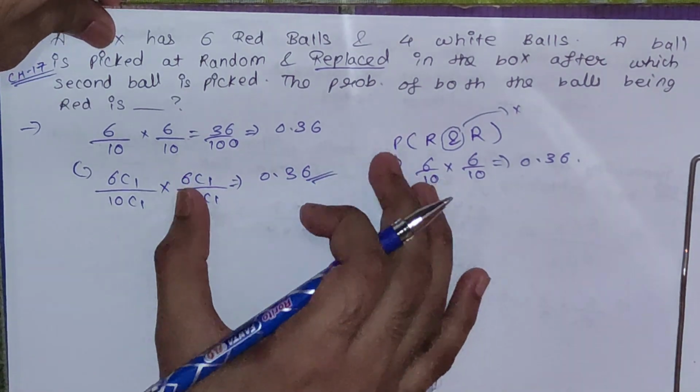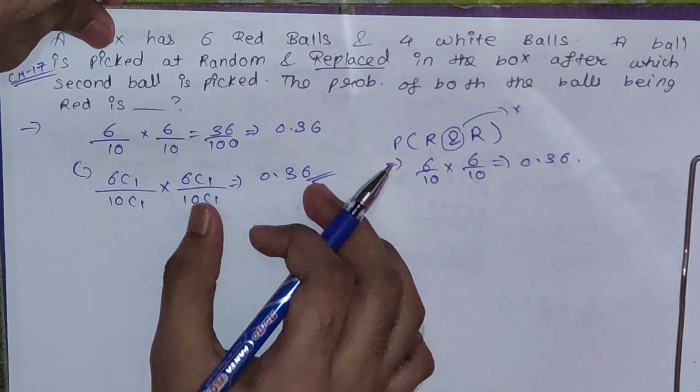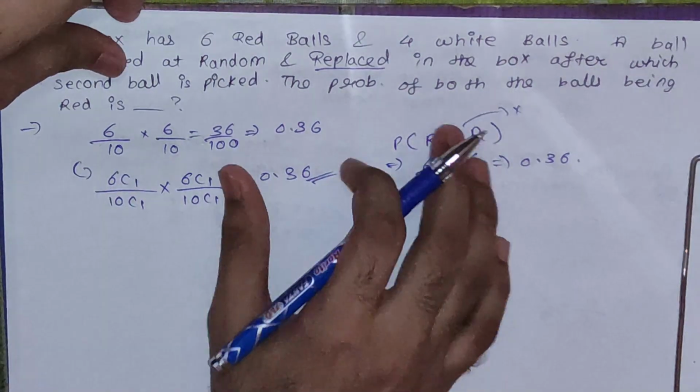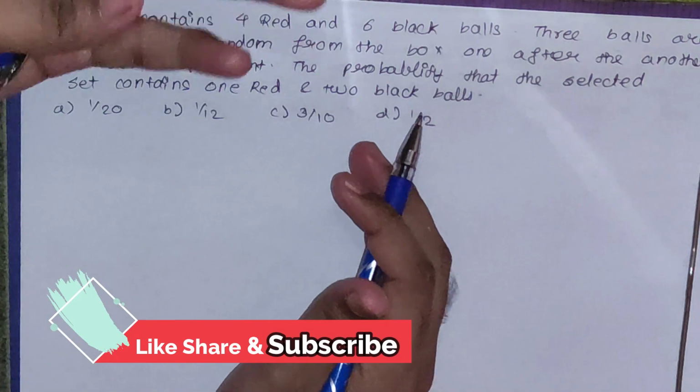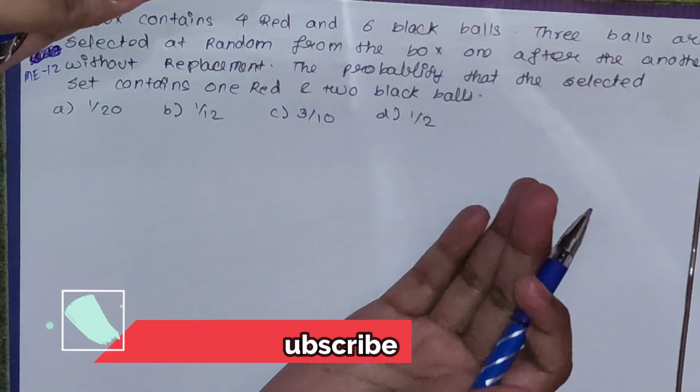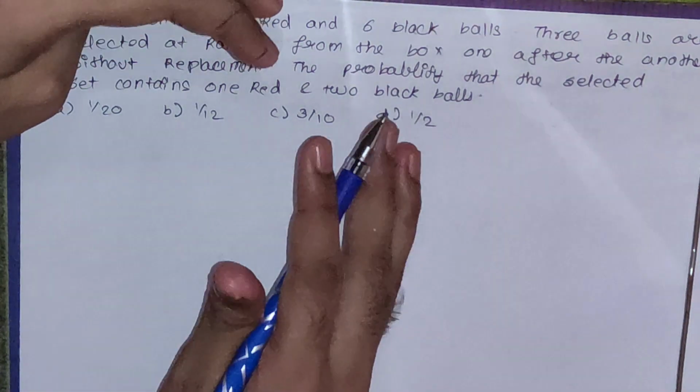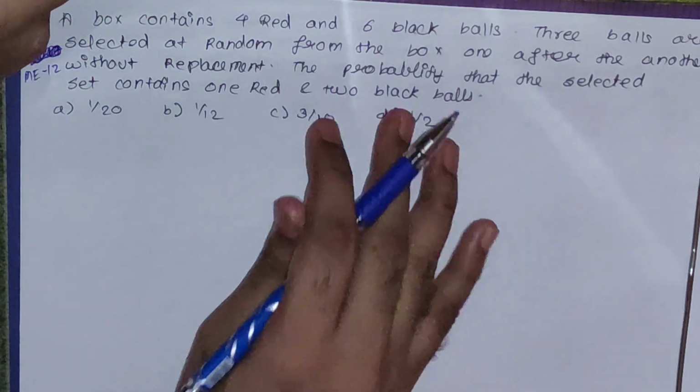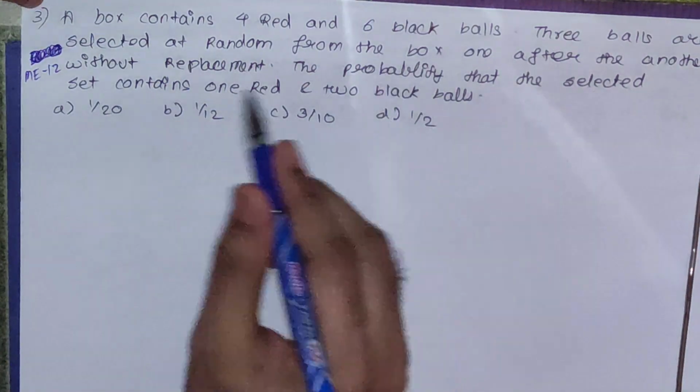Okay, so you can see if you know the best way to solve this type of sum, you can solve this sum very easily in less than 10 seconds. Till now we have seen one sum from without replacement and one sum from replacement. So from now onwards you can solve all types of sums with and without replacement. So let's see this sum.